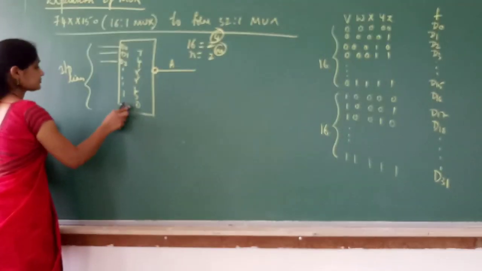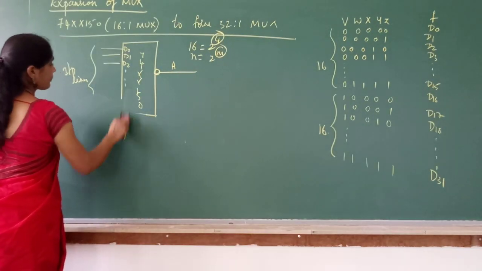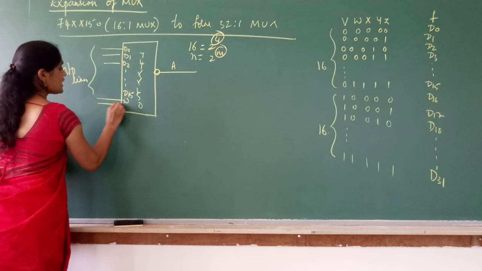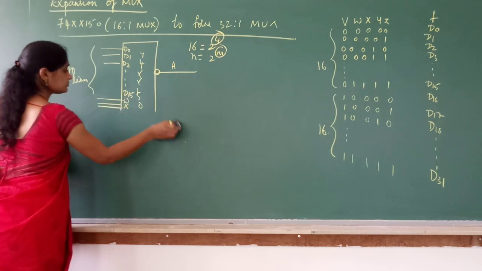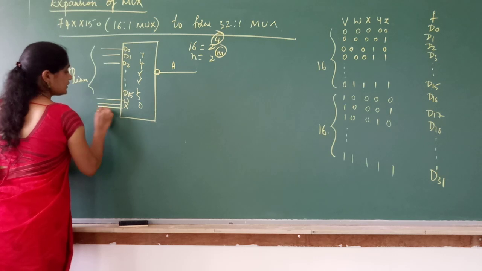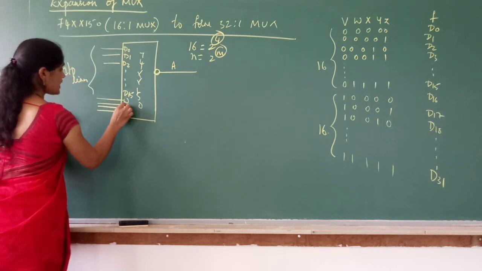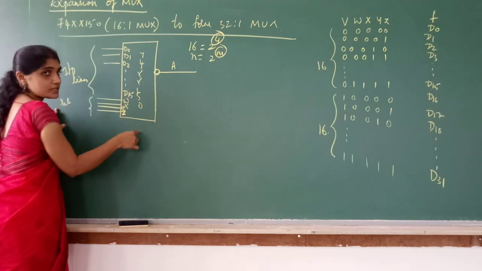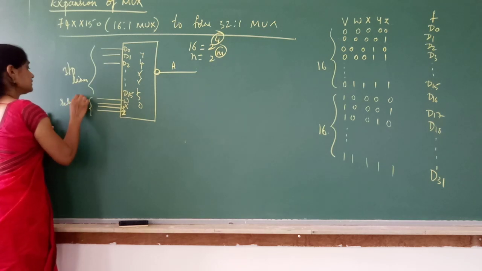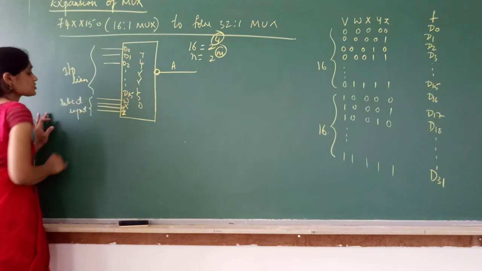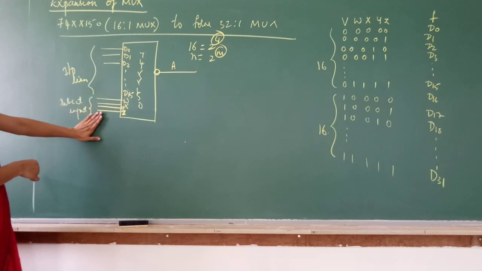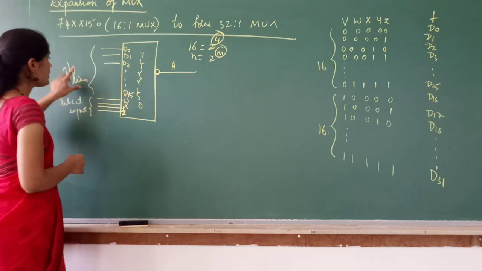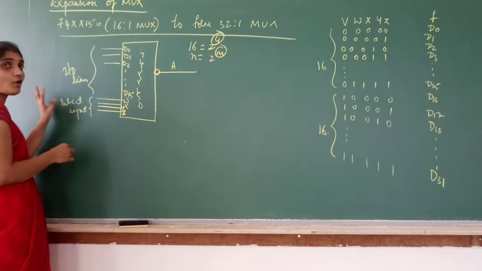I write it here. So till D15, these are the inputs, and W, X, Y, Z are the 4 select inputs. You can write "select inputs" here also, but since I need to extend this from 16:1 to a 32:1 mux, I have written the select inputs here. These are the inputs, this is the output. To select 1 out of 16 inputs, I should have 4 select inputs.